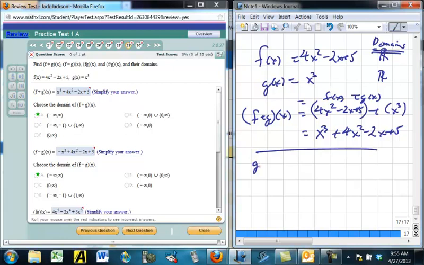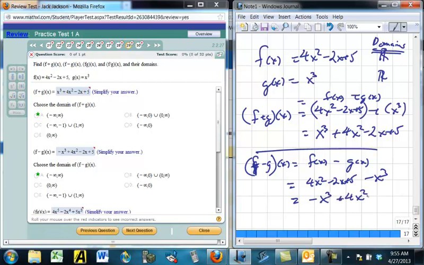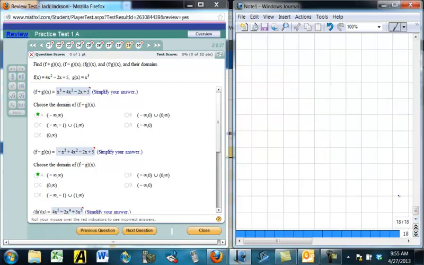Okay, we can do f minus g, f minus g of x. That's f of x minus g of x. That is 4x squared minus 2x plus 5 minus x cubed, so maybe minus x cubed plus 4x squared minus 2x plus 5. And again, all real numbers work for that, negative infinity to infinity.